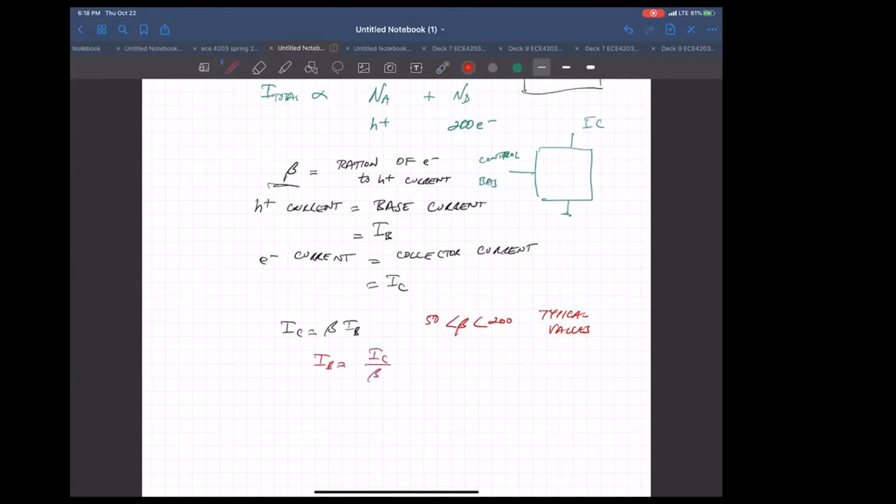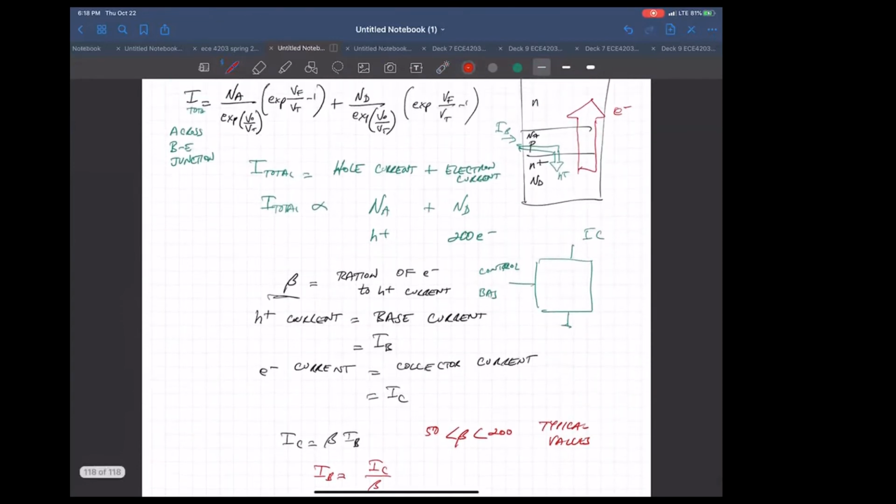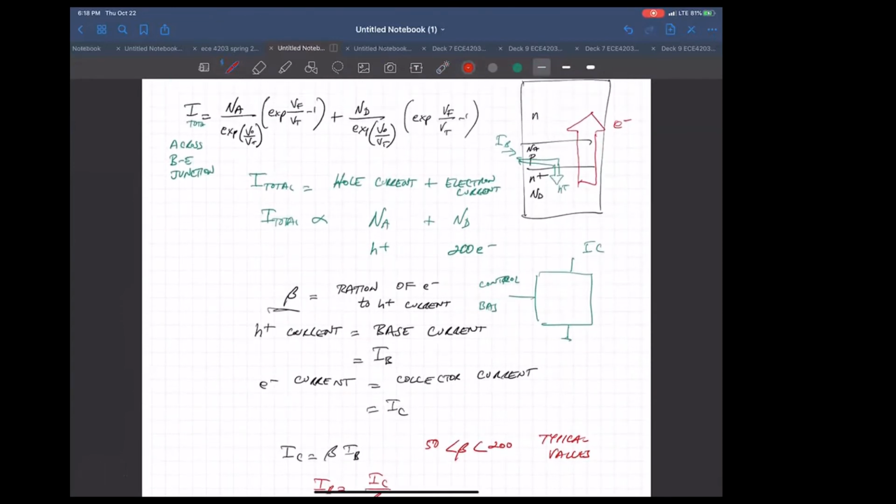Professor, I have a question. Sure, go ahead. It's beta, right? That's right. Okay, the beta value, what does it depend on? To first order, it depends on the doping concentration of the emitter and the doping concentration of the base.